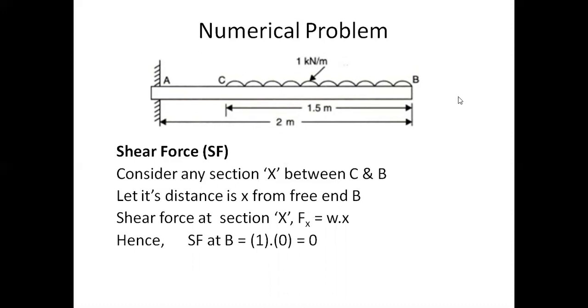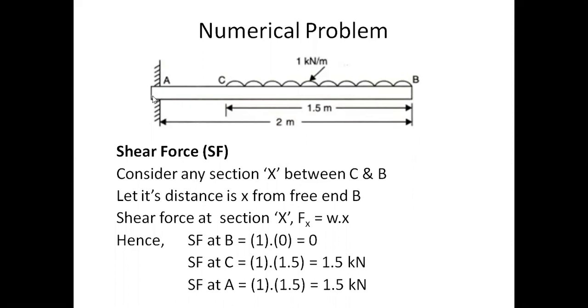Suppose you want to find the shear force at B. The W value is 1, whereas the x value will be 0 because B itself is the free end. The distance from free end to free end, the same end, is 0. Therefore, shear force at B is 0. Now, if we want to find the shear force at C, the x value here will be 1.5. So 1 into 1.5 equals 1.5 kilonewtons.